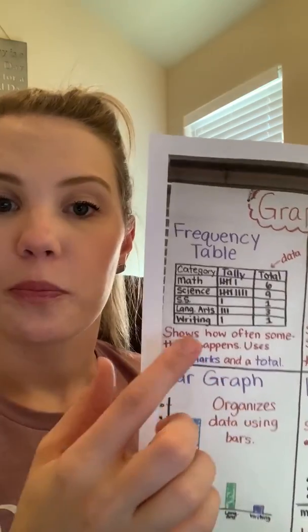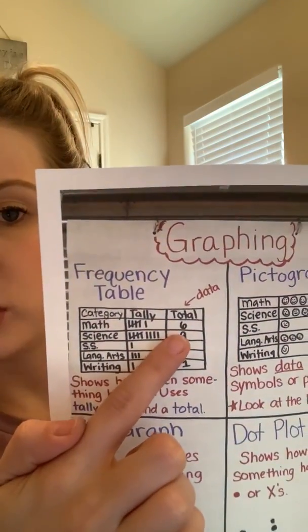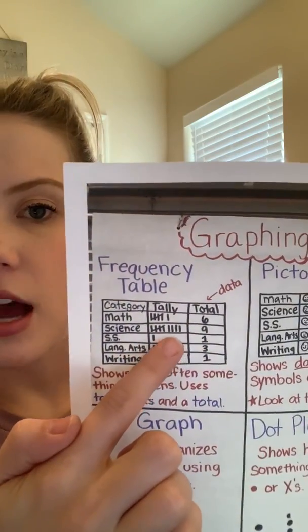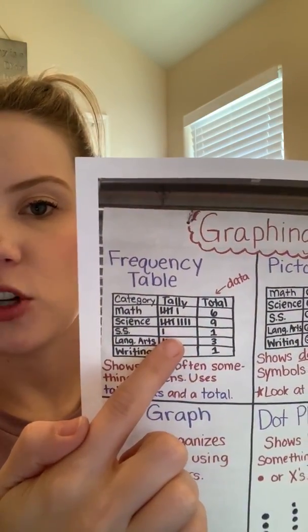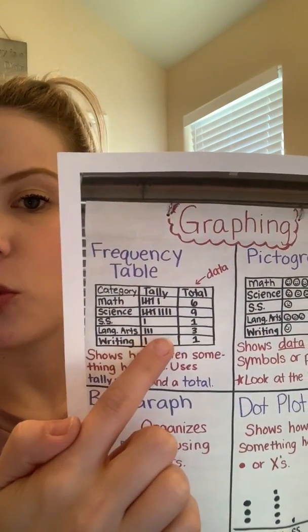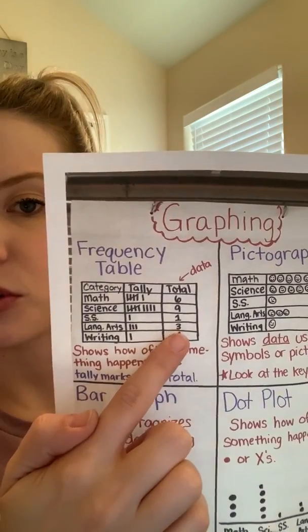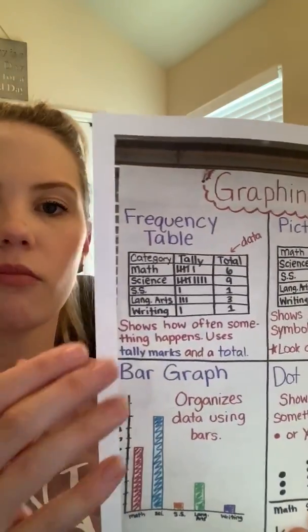So 6 people voted for math, so I wrote my frequency, or my total, as 6. 9 people voted for science, so I wrote my frequency as 9. 1 person voted for social studies, so I wrote my frequency as 1. And 3 people voted for language arts, so I wrote my frequency as 3. 1 person voted for writing, so my frequency was 1.